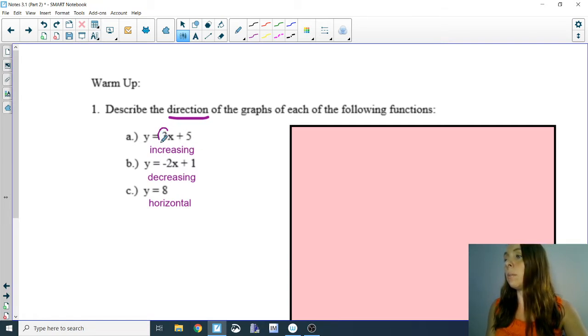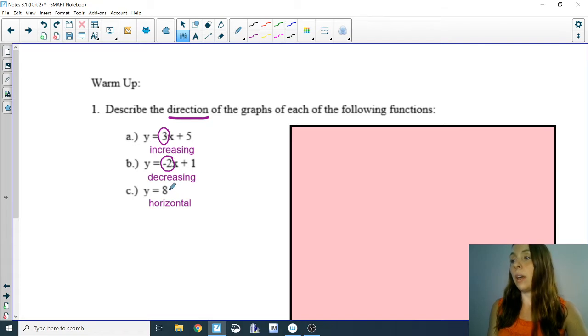It's because of this number right here, right? This equation is in slope-intercept form. The slope of this line is 3, and the fact that it is a positive value means that that line is increasing. y equals negative 2x plus 1 is showing that you have a line with a slope of negative 2, and so that means that the line is decreasing.